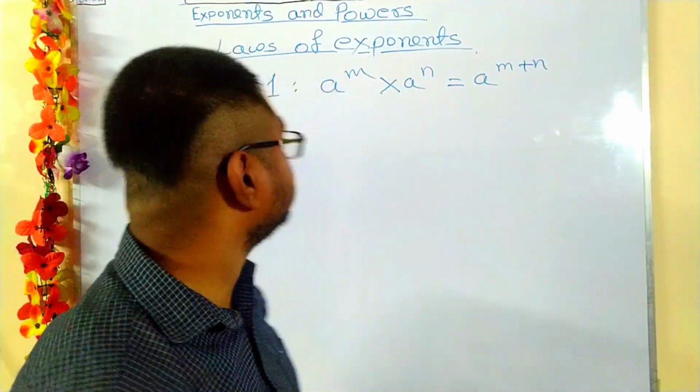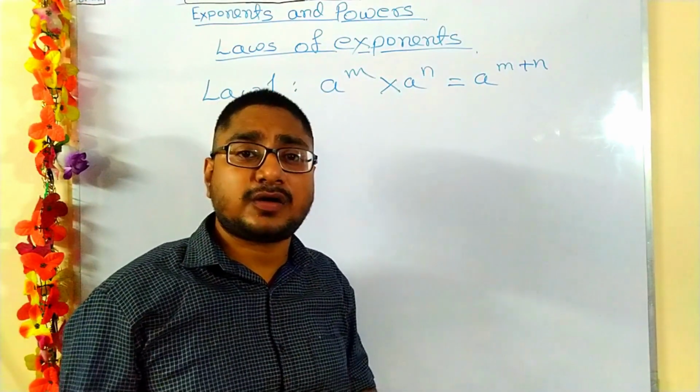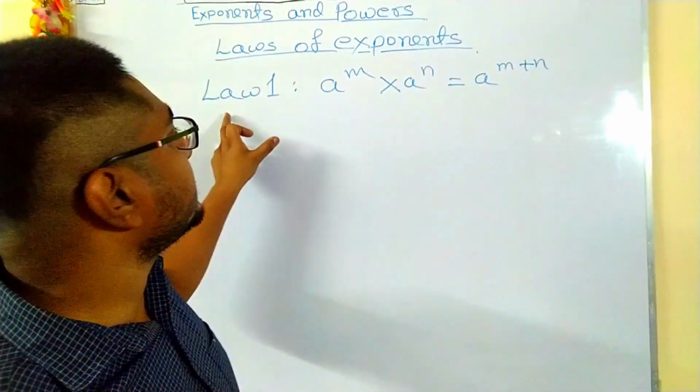Next we will learn the laws of exponents. In total there are 7 laws of exponents. So this is law 1.